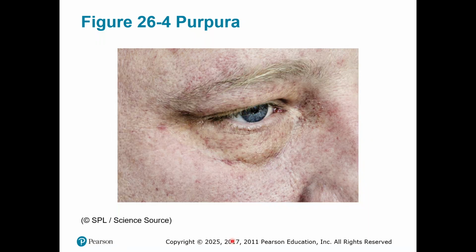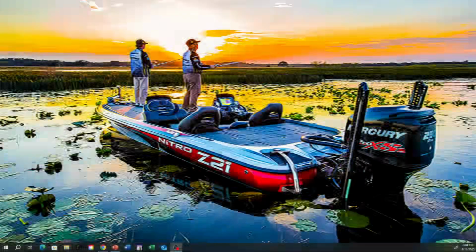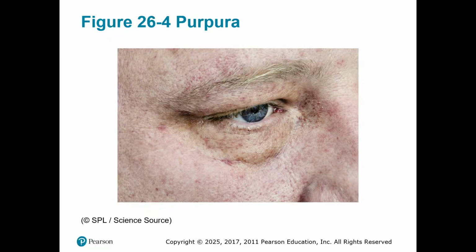So this is a picture of purpura. All right, so this is purpura. And basically what this is, is flat discolored spots on the skin or mucous membranes.